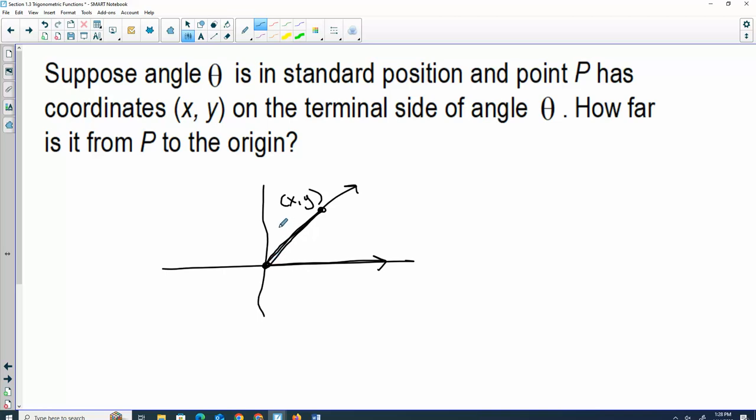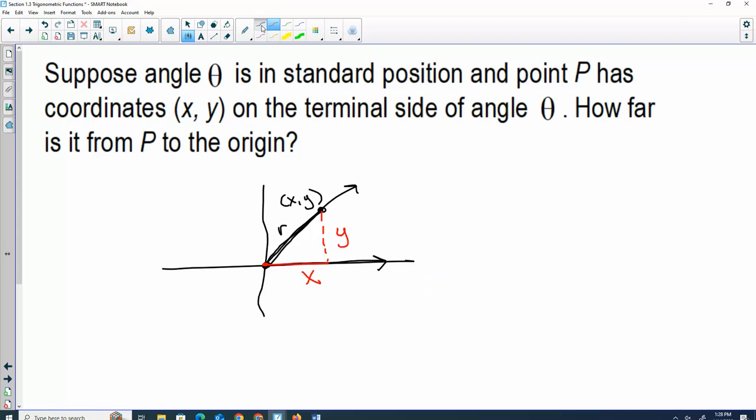Okay. If I called that r, we could solve for that. If we think of this as a triangle, what is the distance from the origin to here? It's just the amount we travel to the right is our x value. The amount we travel up is our y value.